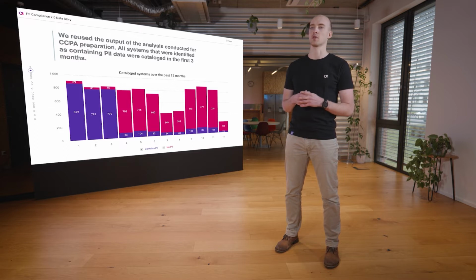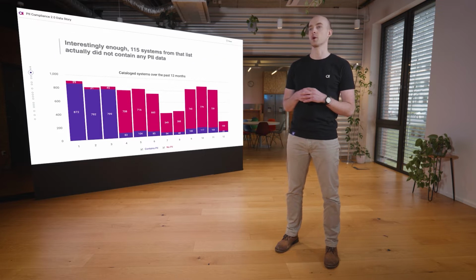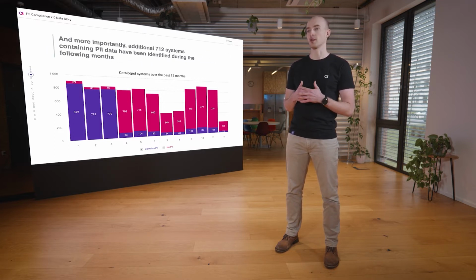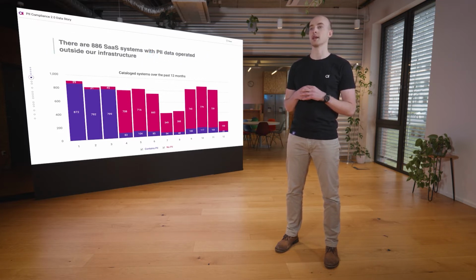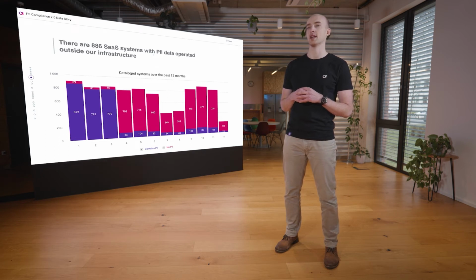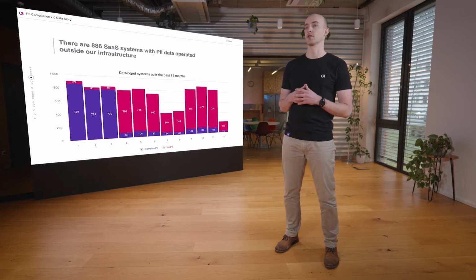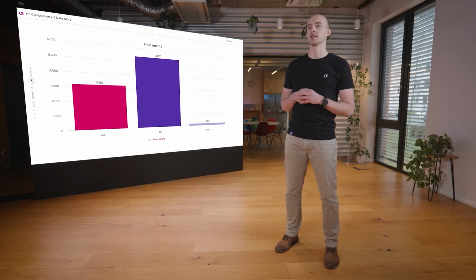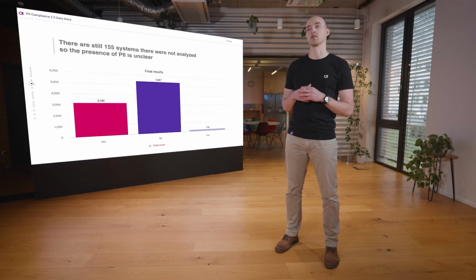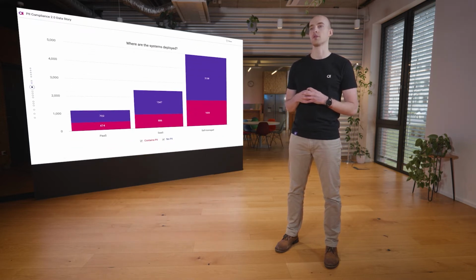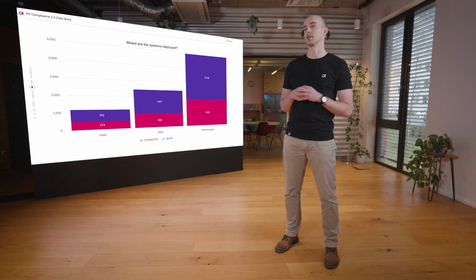As you can see though, not all the systems contain PII data, so the previous analysis was not 100% accurate. Moreover, you can also see that there have been many other systems that contain PII data and have been identified only later, meaning they were not discovered while conducting the original analysis for the CCPA project. In total, more than 3,000 systems contain PII data, and there are still some systems which the classification did not finish yet. Let me show you a few things about the characteristics of the systems.